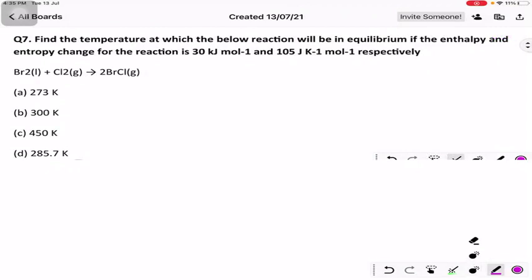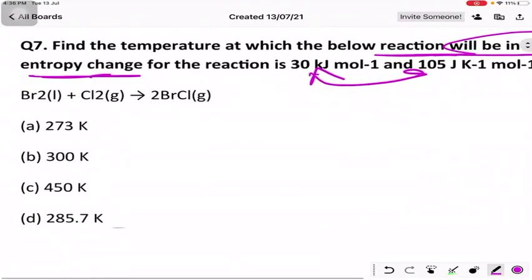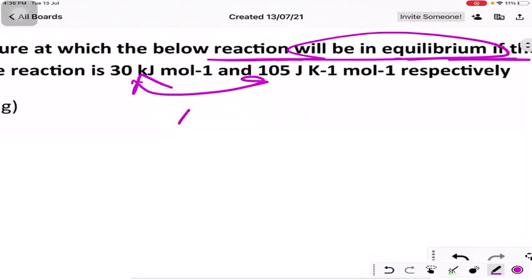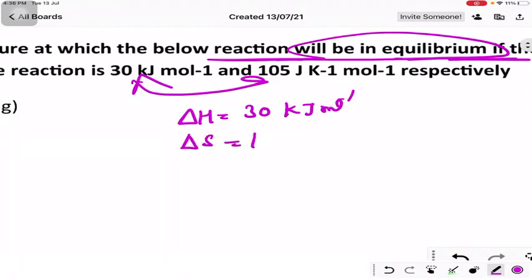Next question: find the temperature at which equilibrium will establish if your entropy change and enthalpy change are these, respectively. So what is the value? And this is your reaction. Here enthalpy change is 30 kilojoule per mole, and delta S is 105 joule per Kelvin per mole. So we have to find the temperature.